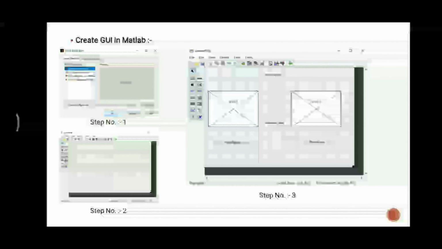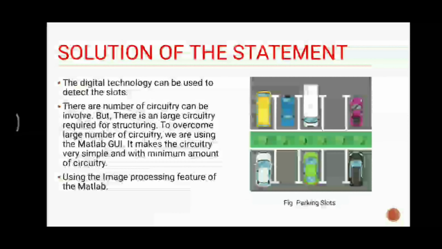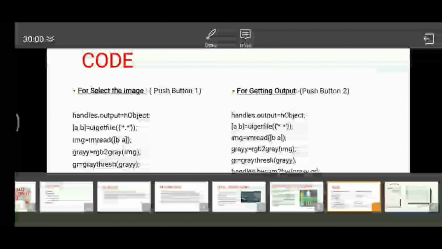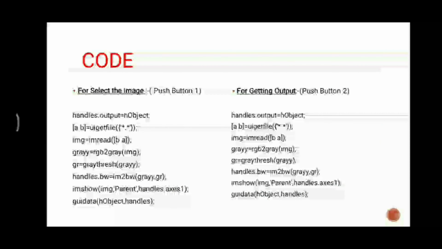Like that, we have created the code for push button 1. For selecting the image we are using push button 1, so this program is put into push button 1. Handles.output equals hObject, which means hObject is assigned to handles.output, which makes the program easier.